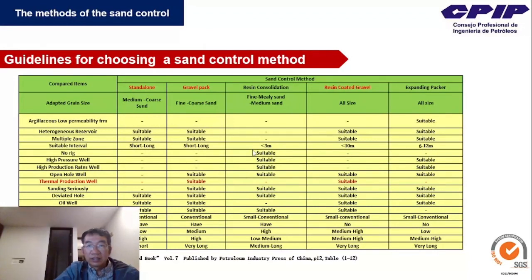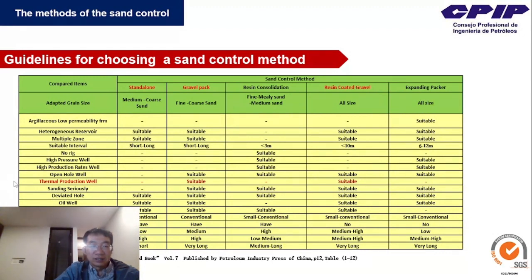No rig: just resin consolidation is suitable. And high pressure well: the resin consolidation is suitable, and the expanding packer is suitable. The high production rate well: the resin consolidation is suitable, and the expanding packer is suitable. Open hole well: the gravel packer is suitable, and the resin consolidation is suitable, resin-coated gravel is suitable, and the expanding packer is suitable.